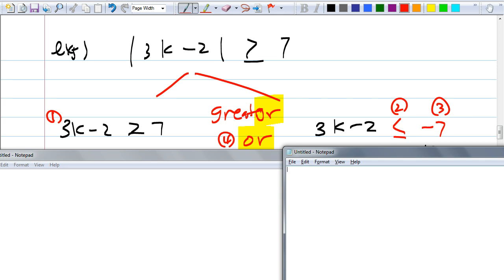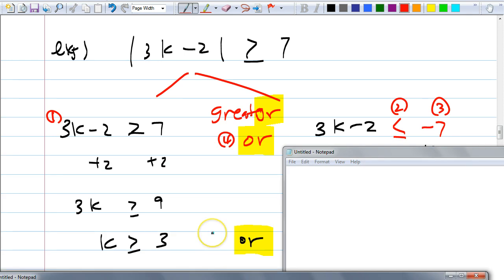Do we know how to then find the solution for these combined inequalities? Okay, so who can then tell me what I get for the first inequality? How about Christian? What'd you get? K is greater than or equal to 3. Okay, good.